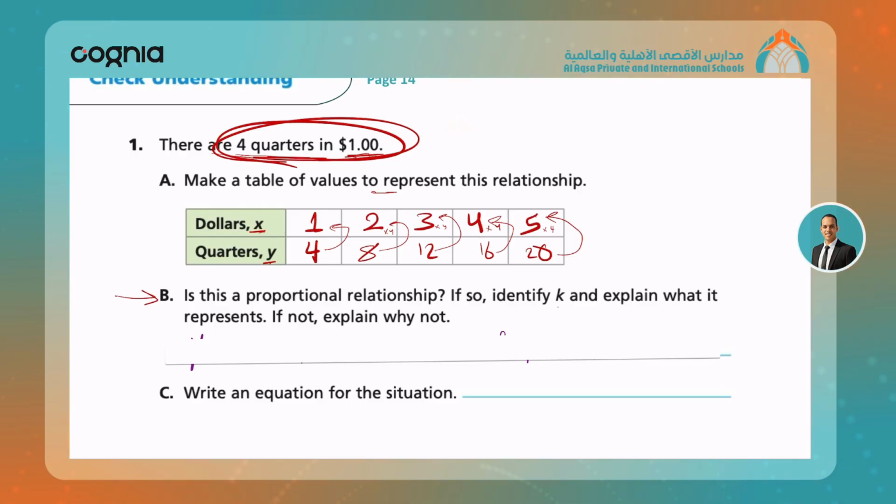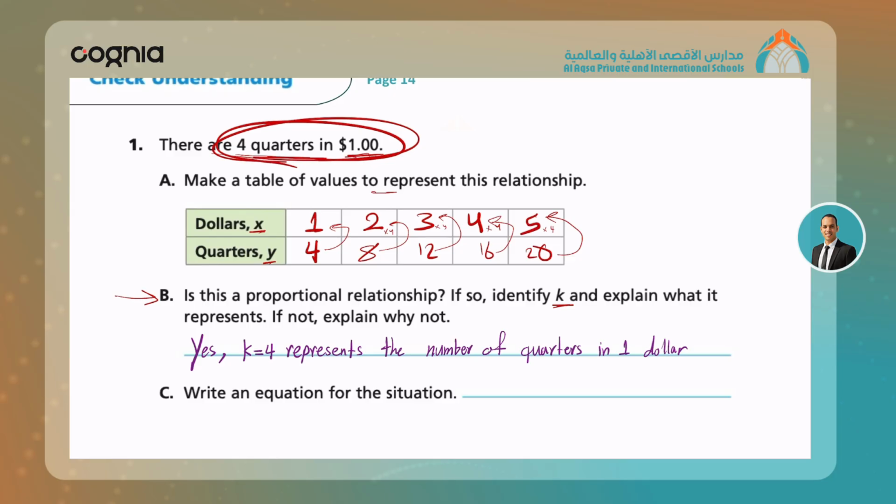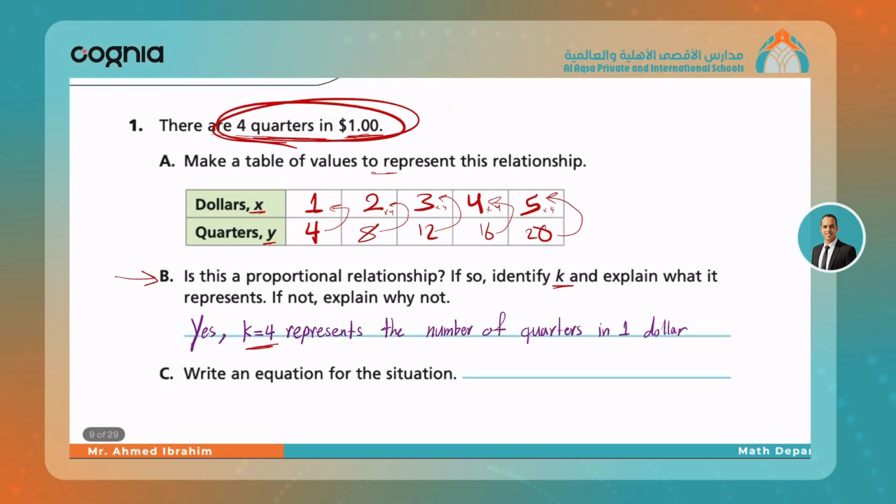And if so, identify the k, the constant of proportionality. And it's clear it's the 4. When you divide y by x, you always get 4. So we can say yes, and it's k equals 4, represent the number of quarters in $1. Okay, and so this is like the unit rate. Write an equation for this situation.